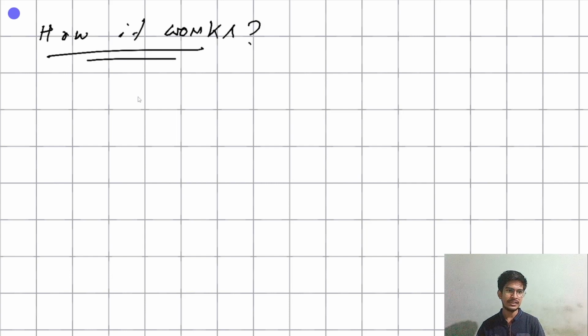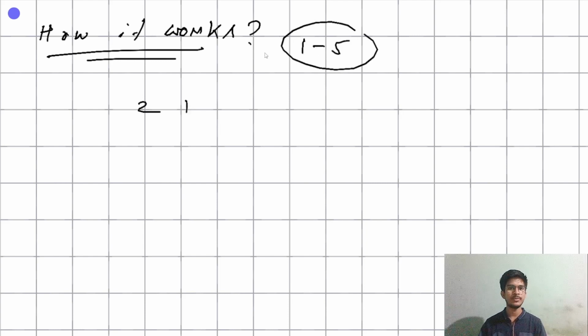Suppose you have a list between 1 and 5. Suppose 2, 1, 3, 4 and 5. It has all the values. Okay, let's change something. Let's make it a bit more unordered here. So it is basically a non-sorted list. It is an unordered list, right?